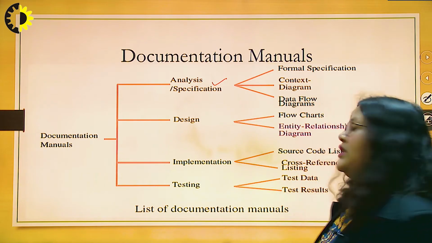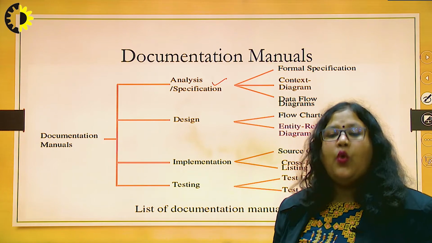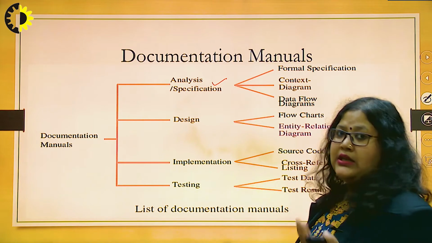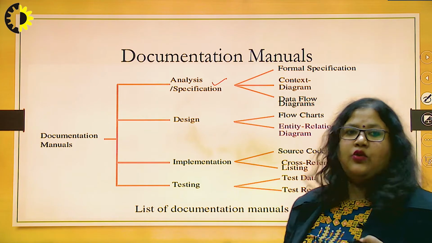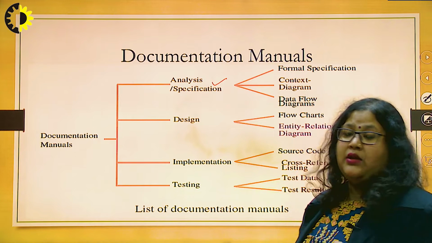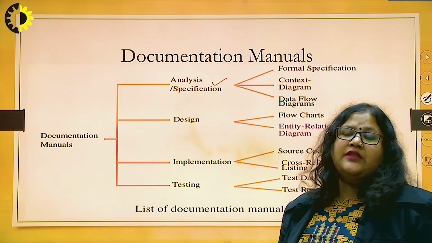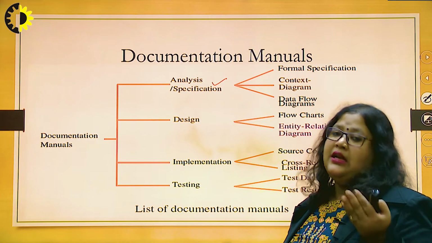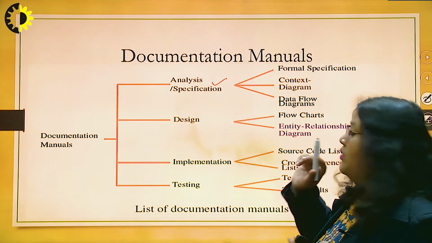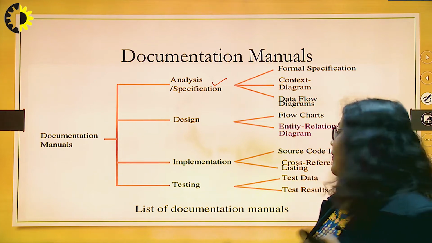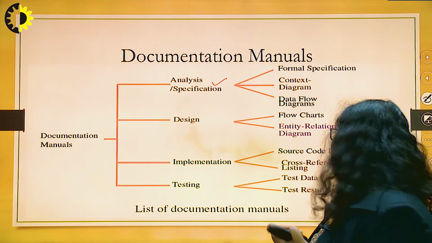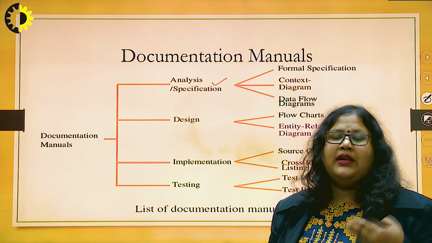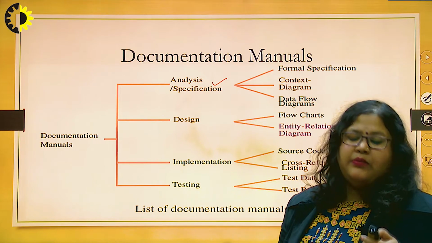Now implementation means we have to implement the code. So we use two types of methods, that is the source code listing and the cross reference listings in this particular documentation manual. Basically, these four categories we use for the documentation part. And in testing, we document in the form of the test data and the test results. So we document the data part and the result part of any software. So this is the documentation manual.